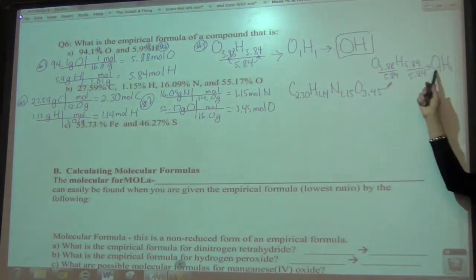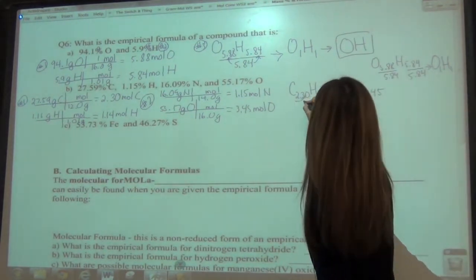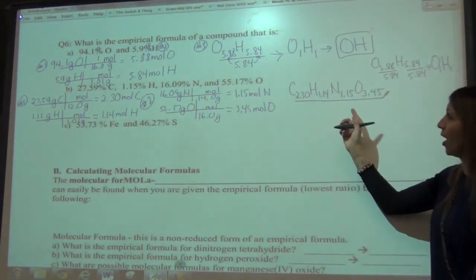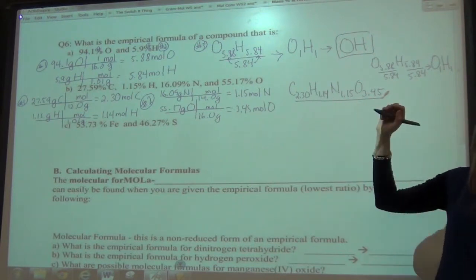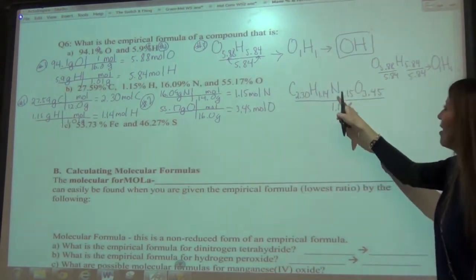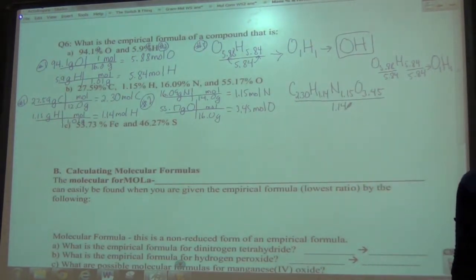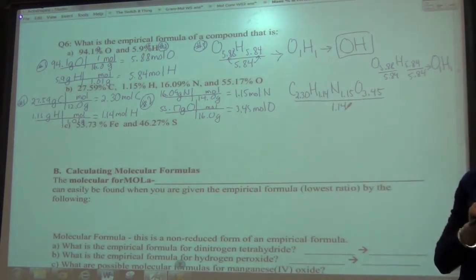Again, you can do it this way, okay? But for the sake of time and speed, I think it's a lot easier if I just do one line and say that I'm dividing each one by what number? What's the lowest one? 1.14. So again, I'm going to divide every single one of these by 1.14. When I do that, what is 2.30 divided by 1.14?